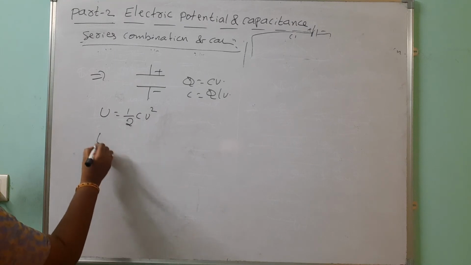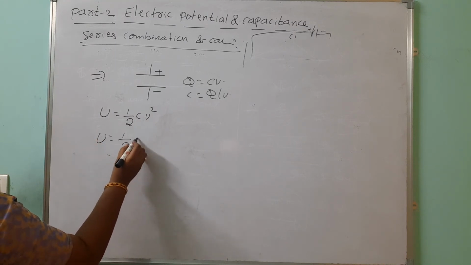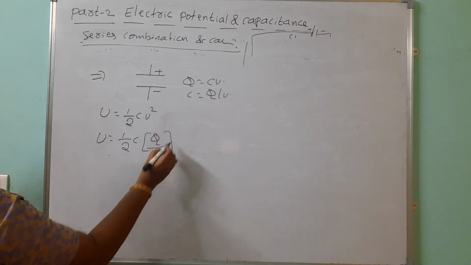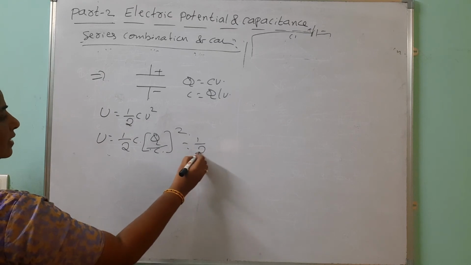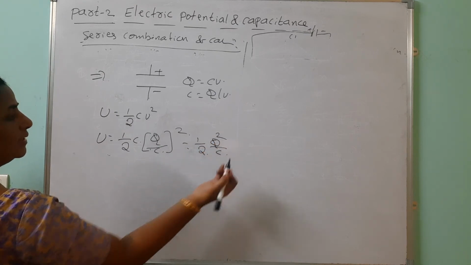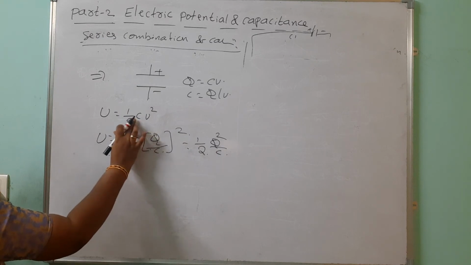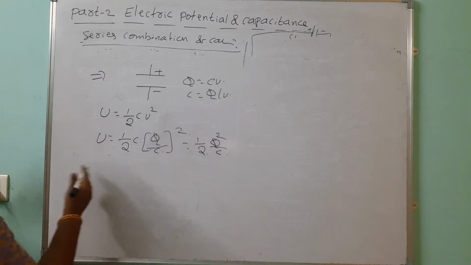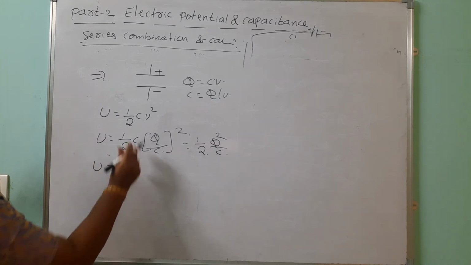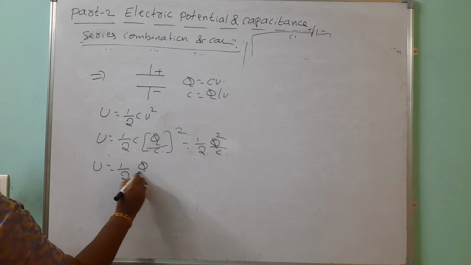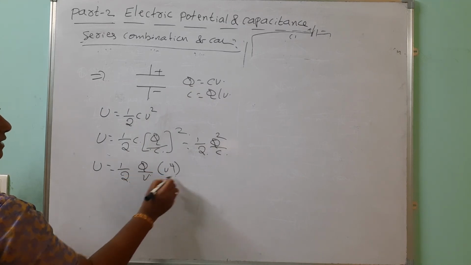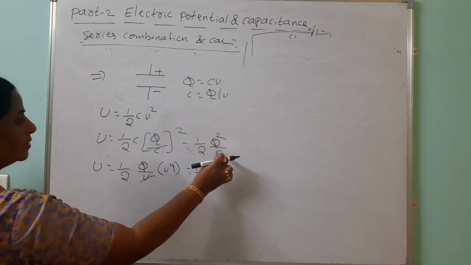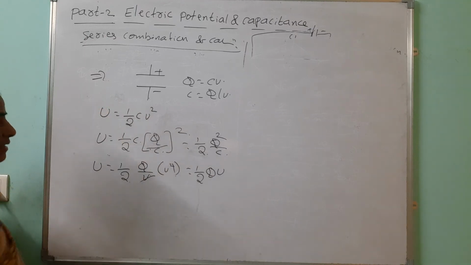Suppose you know only this one, half CV square. Why do we want to express this in terms of charge? So half into C into, instead of V, we take Q by C, Q by C whole square. Then after simplification, half into Q square by C. This is the relation in terms of capacitance and potential, and in terms of charge and capacitance. And one more is 1 by 2 into, instead of C, we take Q by V, and this is V square. This one cancels. We get half QV. In terms of charge and potential, in terms of charge and capacitance, in terms of capacitance and potential.